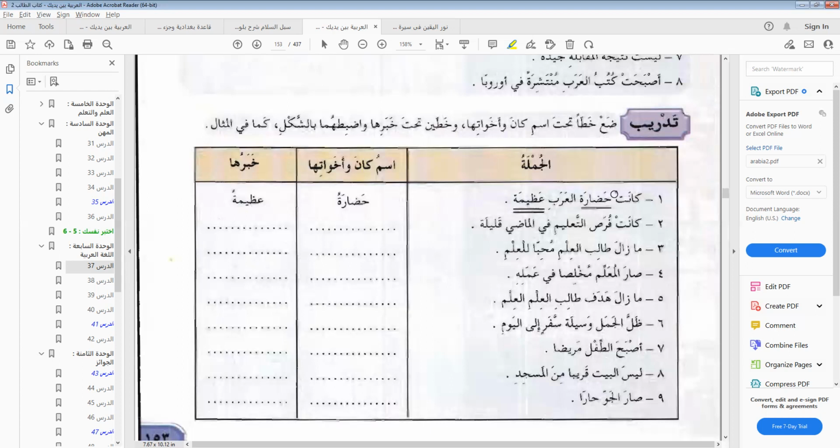وليس البيت قريبا من المسجد. البيت اسم كان. قريبا خبرها. نعم. Then you have صار الجو حارا. الجو اسم كان. حار خبر كان.